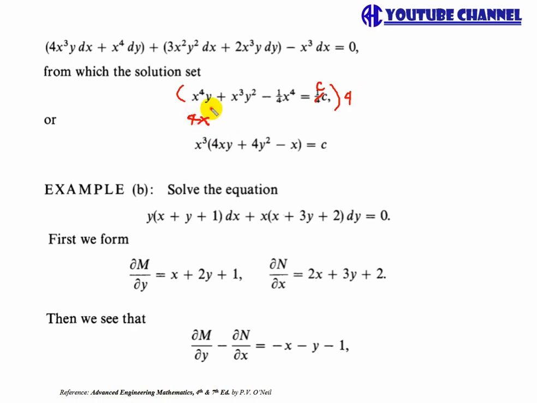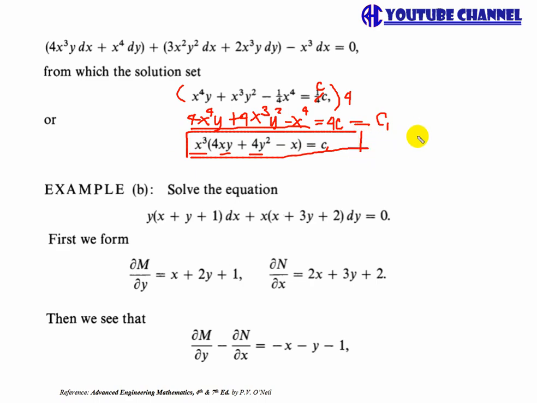4x to the 4th y plus 4x cubed y squared minus, to cancel out the 4, so x to the 4th is equal to 4c. Or we can say that 4c is c1. Okay. So, I can factor out x cubed from all these terms, so it becomes x cubed times the quantity 4xy plus 4y squared minus x is equal to the constant c1. So, this is our answer.